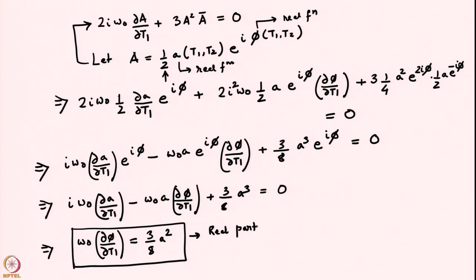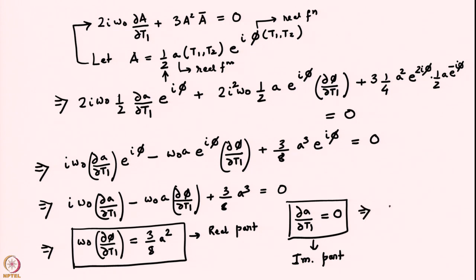The imaginary part is just the first term, and because omega 0 is not 0, del a by del T1 is equal to 0. This is the imaginary part, and this implies that a is not a function of T1. So a at most is a function of T2.